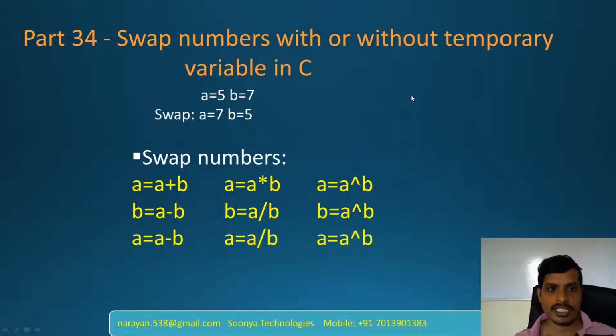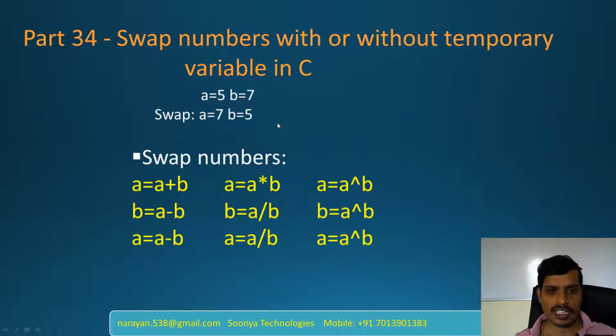Today I am going to discuss swapping numbers with or without a temporary variable in C. For example, here we have A is equal to 5, B is equal to 7. We need to swap so that A is equal to 7, B is equal to 5. We are going to discuss 4 approaches in this program.